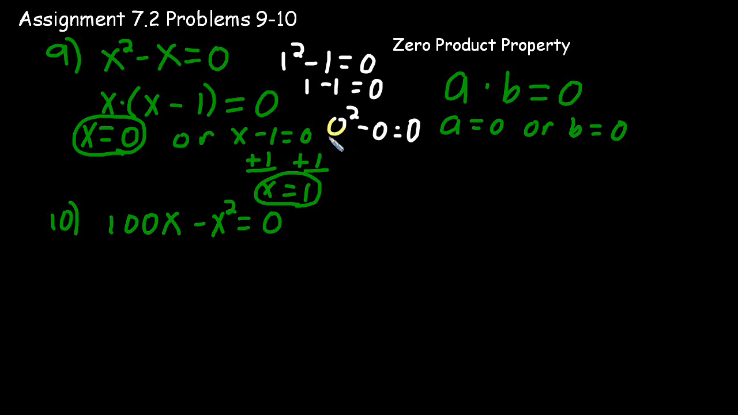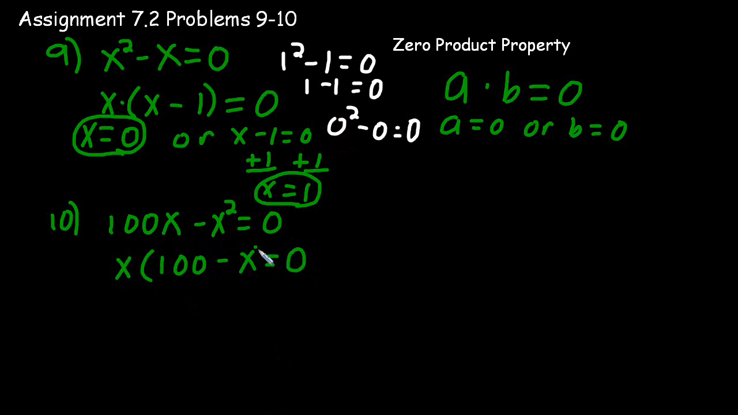Now let's look at the next equation. It's very similar. We want to solve this equation by factoring. We want to factor the GCF first. Well, again, these two terms have an x in common. So we factor that x, and we'd be left with 100 minus x equals 0.